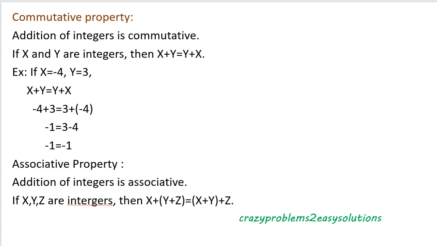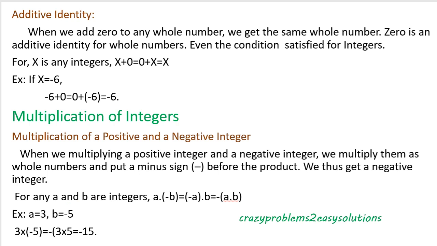Associative property. Now take x, y, z as three integers. Then x plus y plus z equals x plus y plus z, grouped in either way. Obviously, this is also an integer.